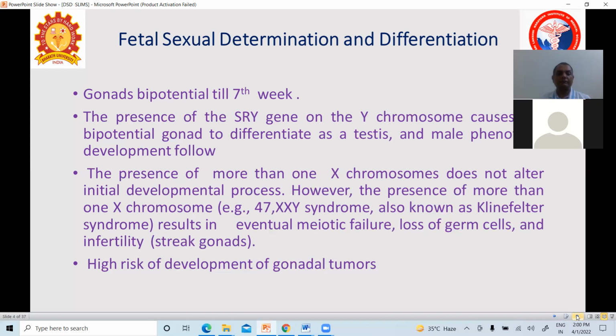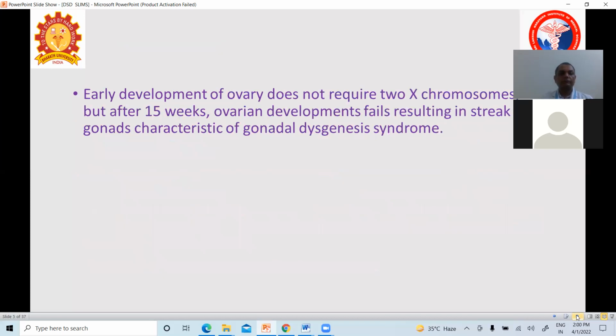If the chromosome composition includes a Y, meaning XY disorders of DSD, there is a high risk of development of gonadal tumors, especially gonadoblastoma. So if the baby will not be fertile, early gonadectomy is advised. As I said, early development of the ovary does not require two X chromosomes, but after 15 weeks, ovarian development fails, resulting in streak gonads characteristic of gonadal dysgenesis syndrome.